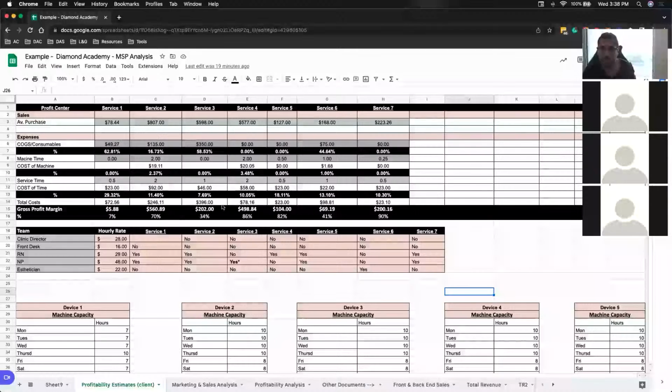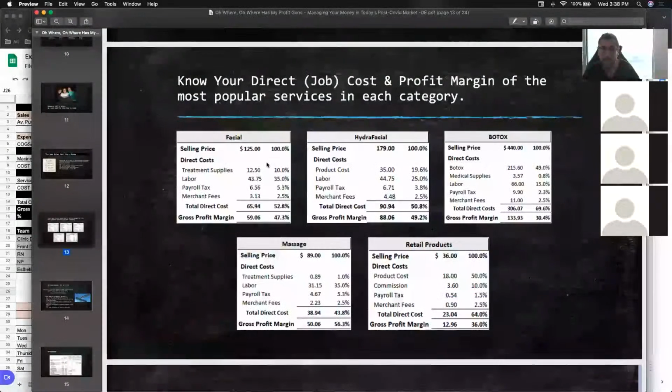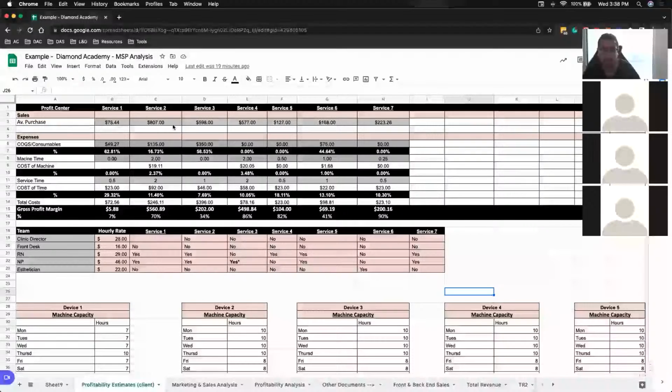So this is just the basic template that we use, with a very similar approach to how Monty has it set up. We have our average purchase price at the top here. We have our direct costs for consumables and cost of goods sold. Then if it's a device that we're using to provide this treatment, we look at how much time was spent and the cost associated with using that device for that specific treatment. And another really important expense is, of course, labor, or your cost of time.